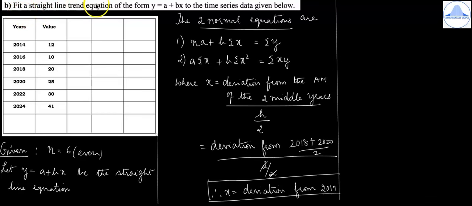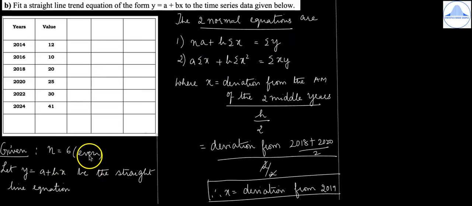Subdivision B, fit a straight line trend equation of the form y equal to a plus bx to the time series data given below. The years are given from 2014 to 2024 and the difference between the years is 2 and the corresponding values are given. The first step is to write given n is equal to 6, that is the number of years, and 6 is an even number. Then you write let y equal to a plus bx be the straight line equation. The two normal equations are: the first one, na plus b summation x is equal to summation y. Second, a summation x plus b summation x square is equal to summation xy.